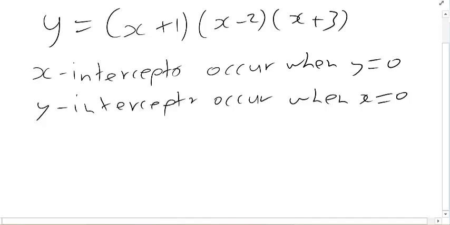We can easily determine our y-intercept. We set each of our x's to 0, and that means we end up with 1 times negative 2 times 3, which is negative 6. So our y-intercept is going to be the point 0, negative 6.